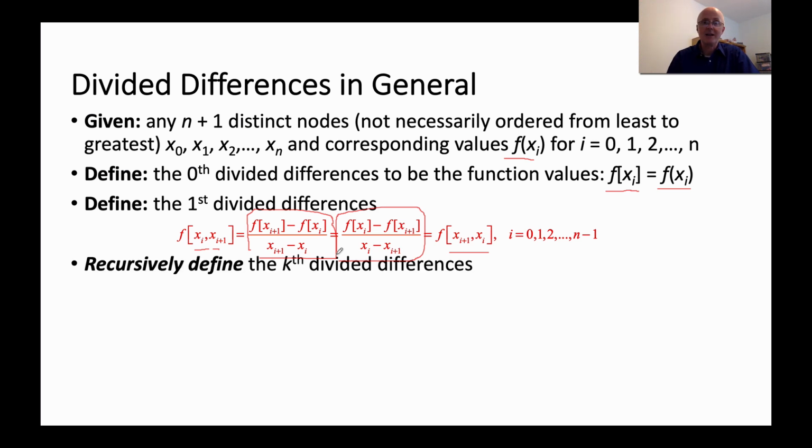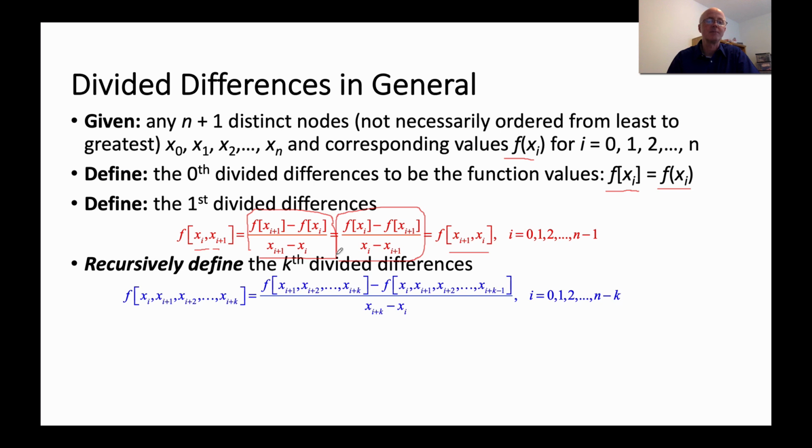We could talk about second divided differences and third divided differences, and I did that in lecture 20. Let's just jump ahead to the recursive definition of the kth divided differences. Notice here you have k plus 1 nodes in the notation. I'm putting them in a specific order, xi, xi plus 1, xi plus 2, etc. through xi plus k. And it's defined in terms of k minus first divided differences. But amazingly, it turns out you can reorder these things and you're going to get the same thing. This can be done for any i going from 0 to n minus k.